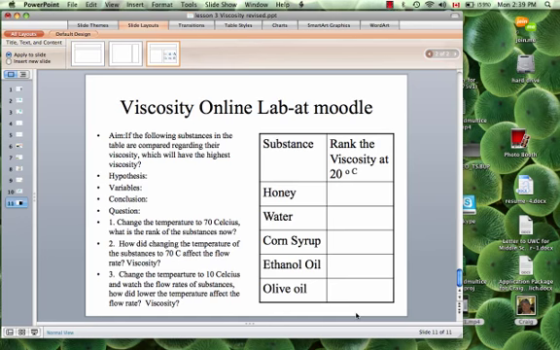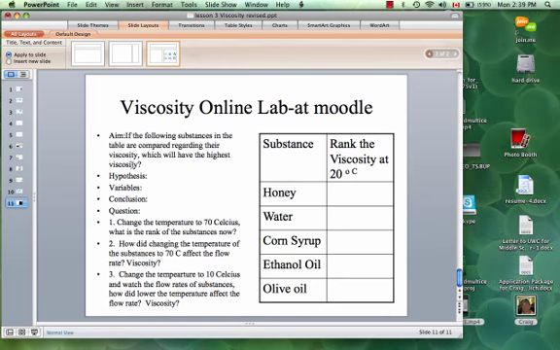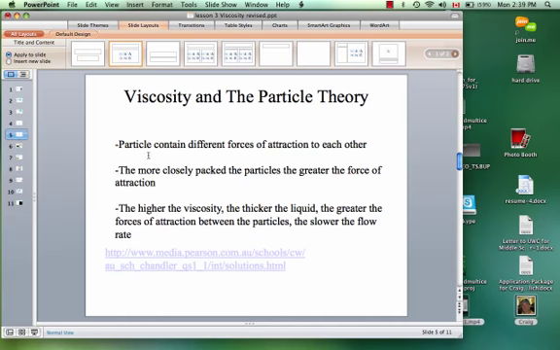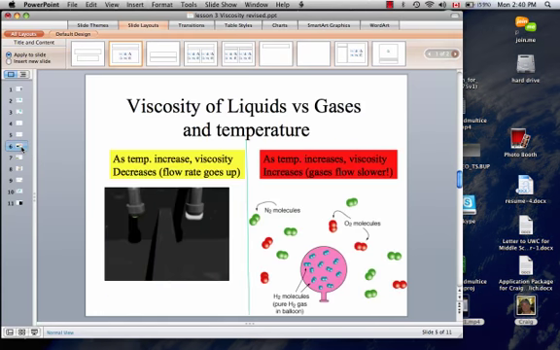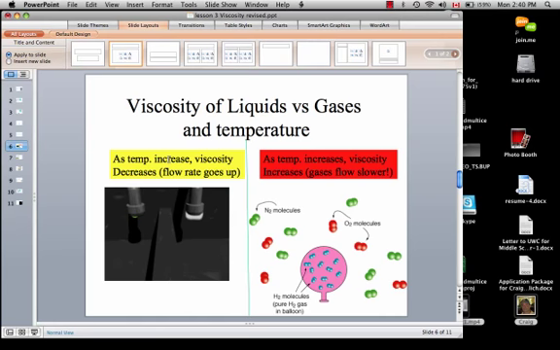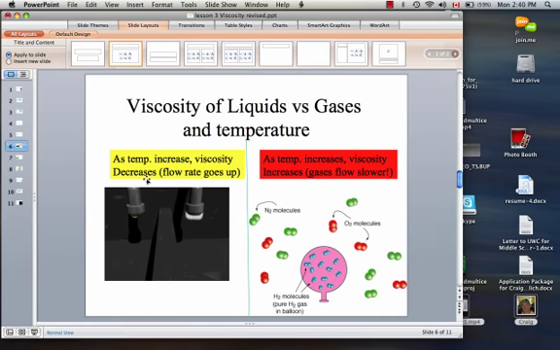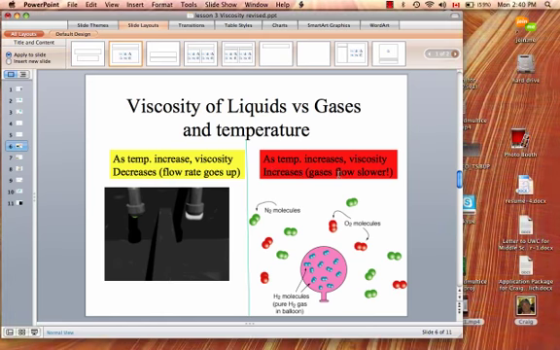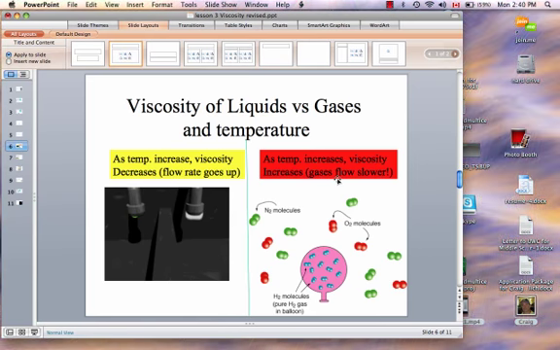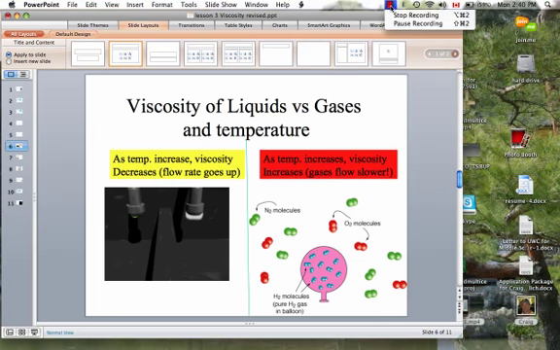So that's my quick lesson on viscosity. Just as a review again, there's a few things. The particle theory helps us explain the viscosity of substances. As temperature goes up for liquids, viscosity goes down. In other words, the flow rate increases. But as temperature increases for gases, the viscosity also increases, which means the gas flows a little bit slower. Hope you enjoyed the viscosity lesson.